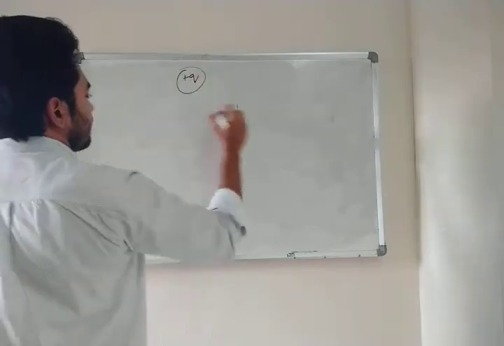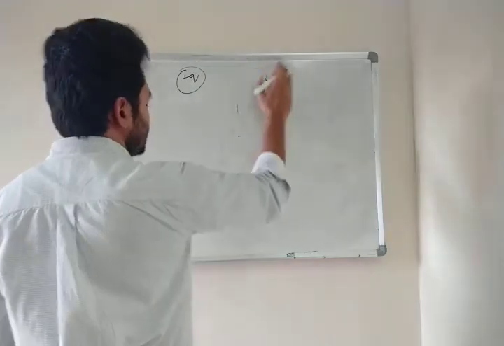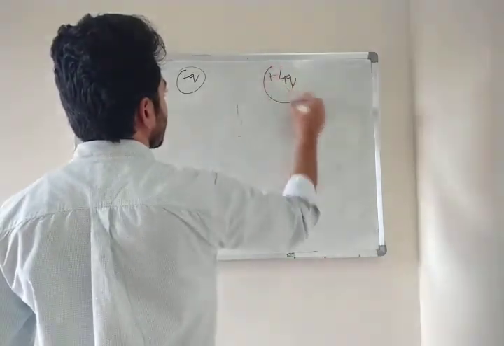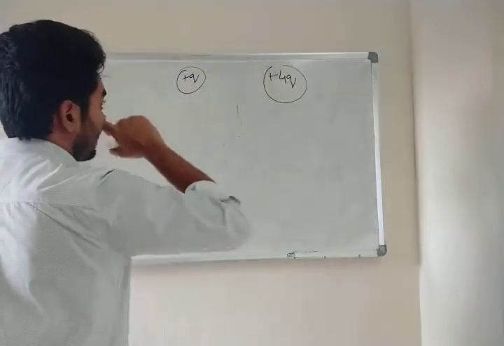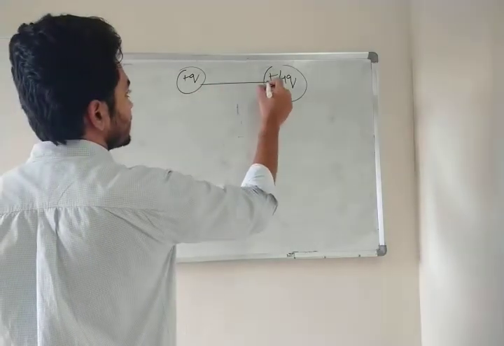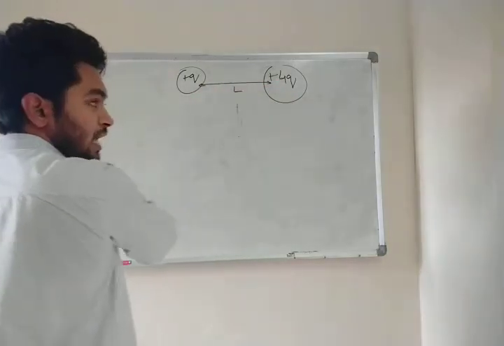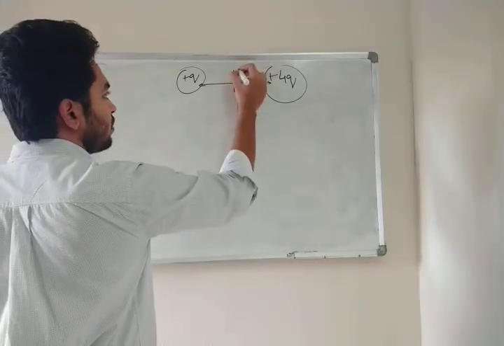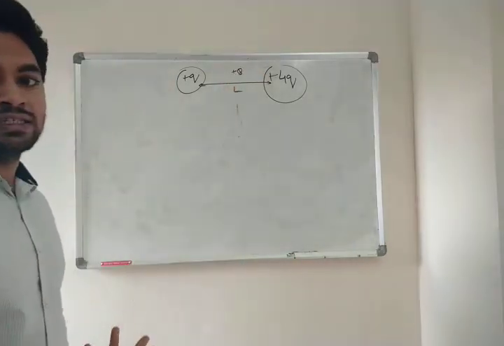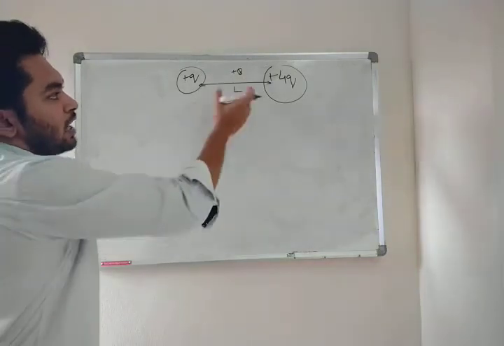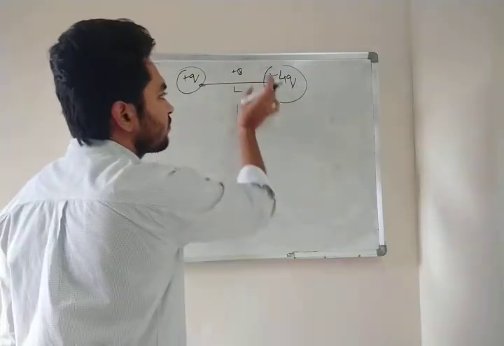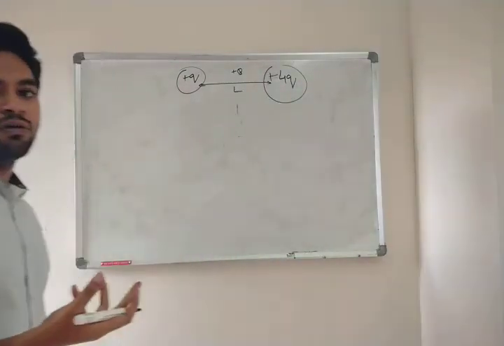Now again we'll take the same example. This is Q and this is plus 4Q, and this total distance is L. Now obviously we need to place the charge in the middle. So now I want to find the distance where I should put this. Should I put it near plus Q, or should I put it near 4Q here? So we are going to find out.